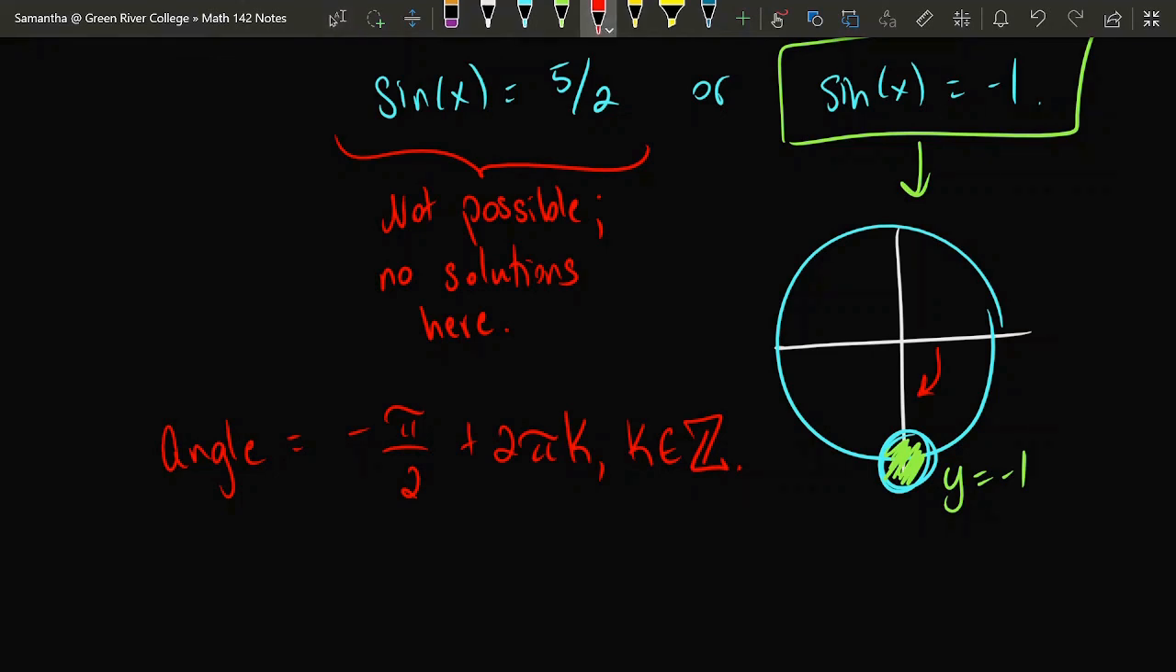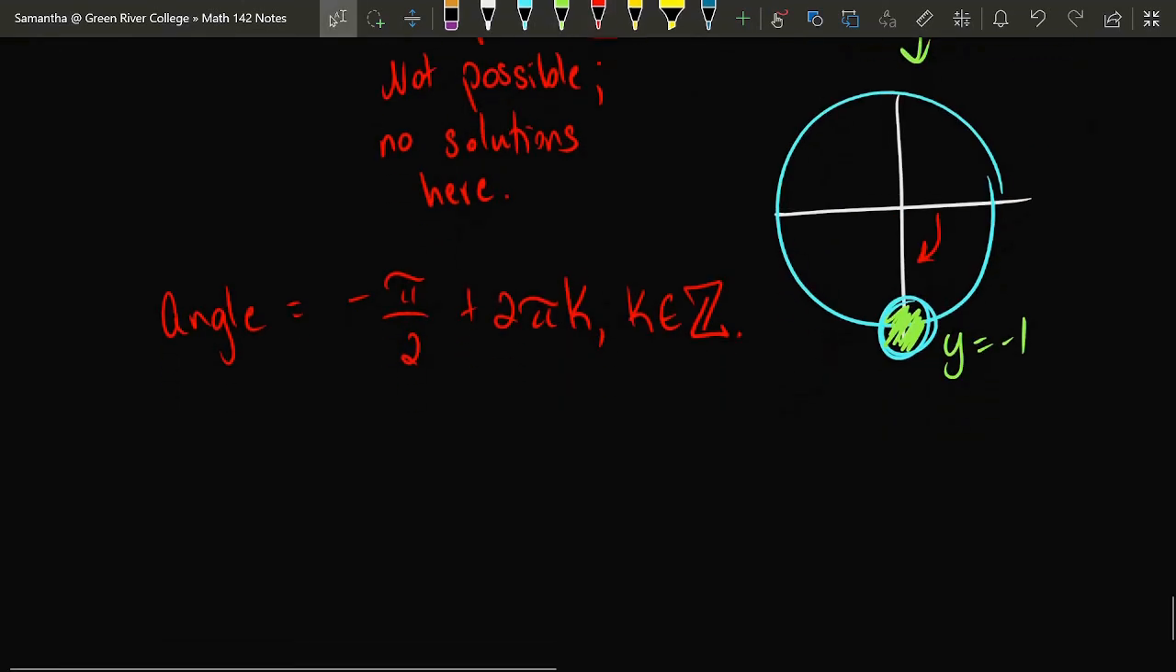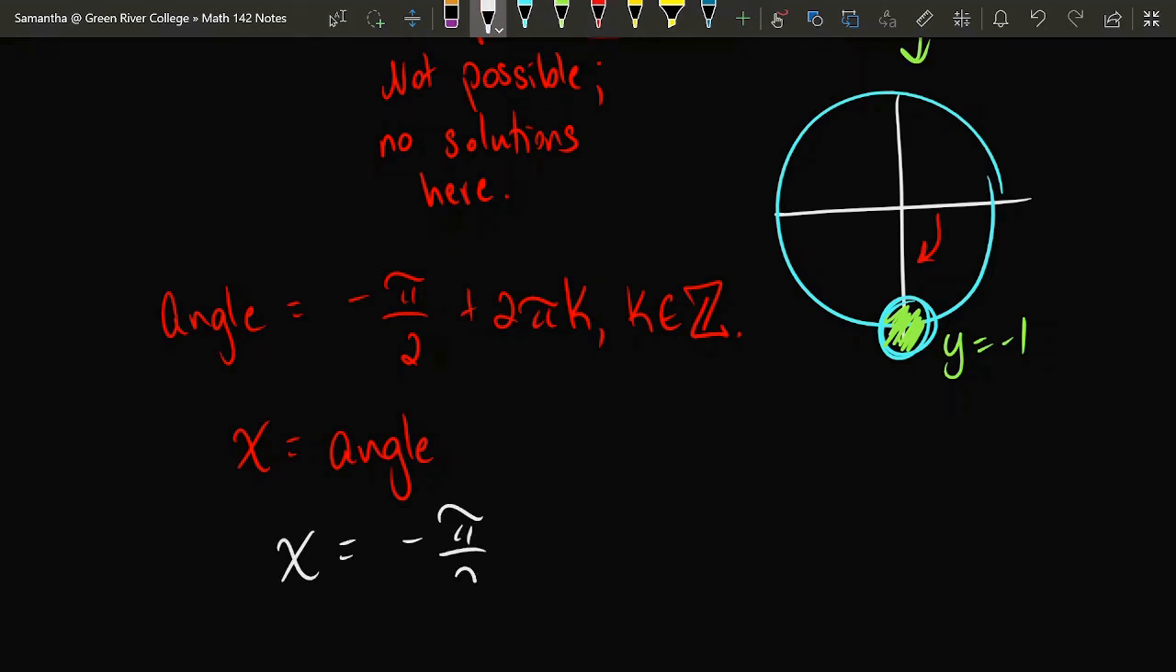Now in this case, the input of sine is equal to x only, and therefore x is equal to the angles. And so my final answer to this problem would be that x could be equal to negative pi over 2 plus 2 pi k, where k has to be an integer, so we're working in full rotations.